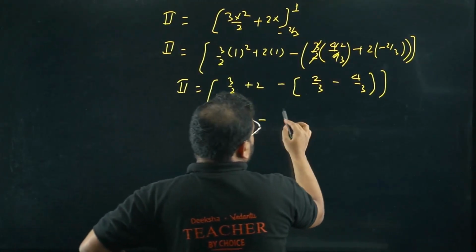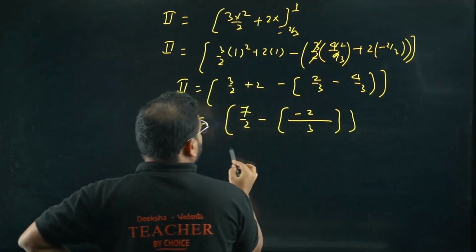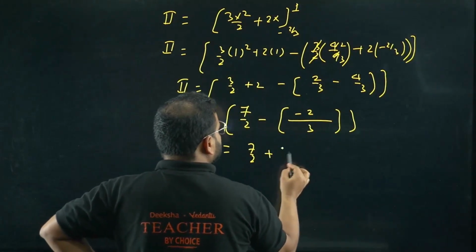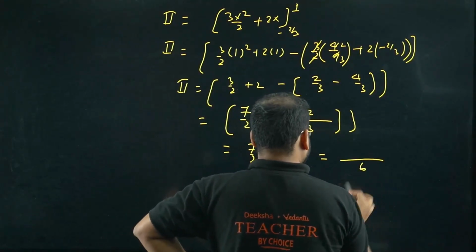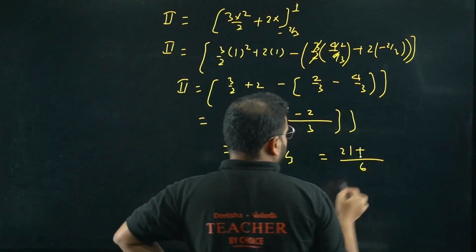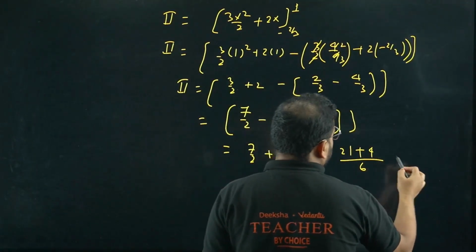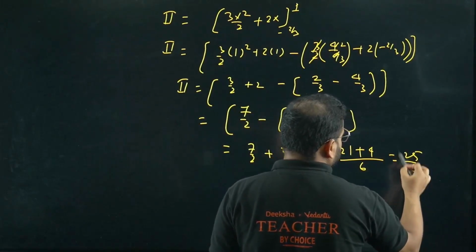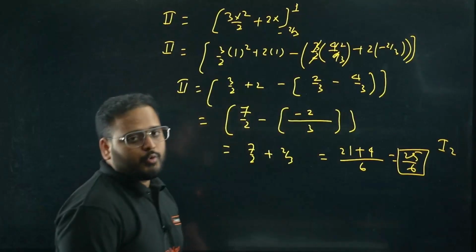This is a minus sign. LCM is going to be what? Minus 2 by 3. Add it, it becomes 7 by 2 plus 2 by 3. Take the LCM now. I'm getting here 6. 2 3s are 6, so 7 3s are 21, plus 3 2s are 6, so 4. I get here 25 by 6. This is the value of your I2, the second integration.